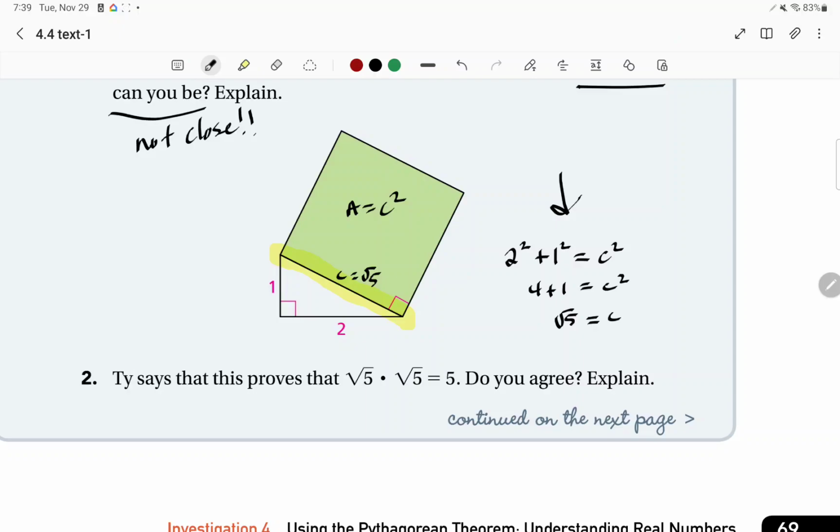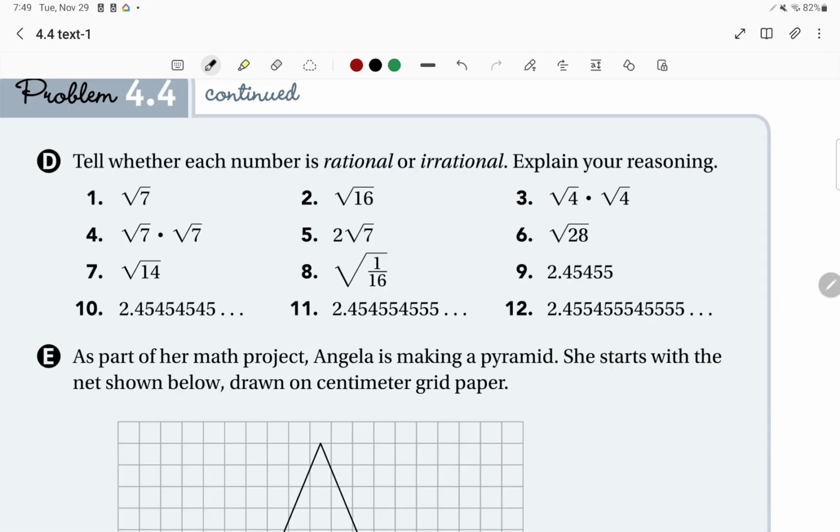Yes, I would absolutely agree with him, because if you look right here, c squared is equal to 5, and c squared is the area. So if the area is equal to 5, then the side length has to be equal to the square root of 5. Therefore, the square root of 5 times the square root of 5 has to be 5. So yes, I would agree with him on that one.